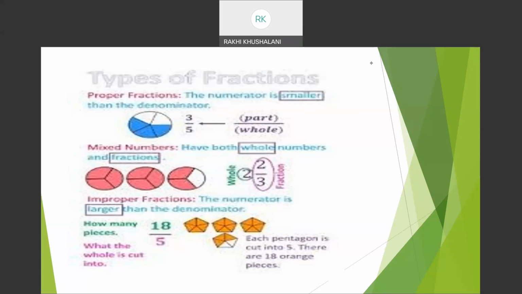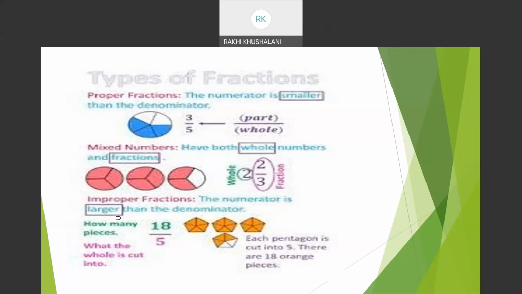Okay, let me use my arrow here. Yes. So this is one whole, this is the second whole, so 1 plus 1 is 2. And the third one has been divided into 3 equal parts, and we are talking about 2 parts, the 2 colored parts. So 2 by 3. So this is 2 wholes and a fraction. Now improper fraction: the numerator is larger than the denominator.